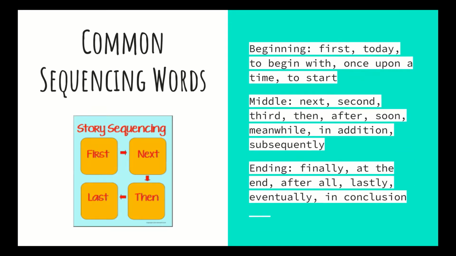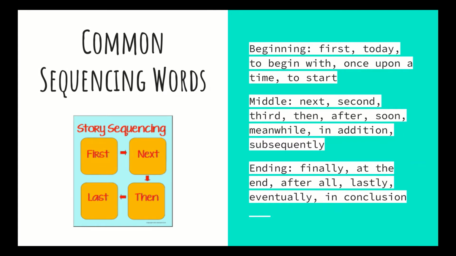So some common sequencing words when you are reading a story's plot and you are trying to figure out, okay, what happens first, then second, third, last, etc. These are words that I'll tell you, okay? So for the beginning of the story, some sequencing words that you might hear that tell you, oh, this happens first, are, well, the word first, today, to begin with, once upon a time, or to start. Those all tell me, boom, that goes in the beginning of a story.